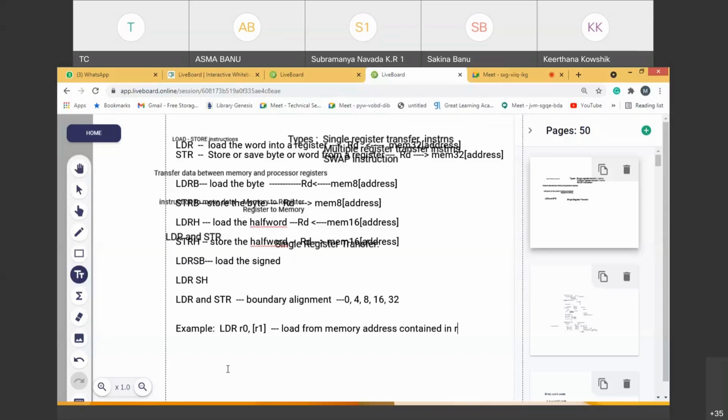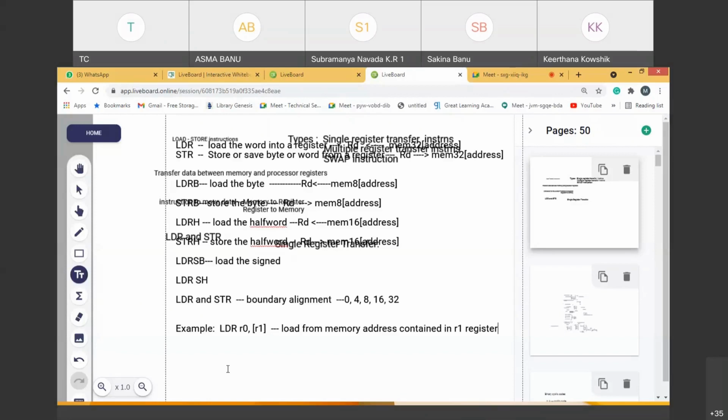Please understand, R1 register. Load from memory address. The memory address is present in the R1 register. Go to that address which is stored in the R1 register. That address will have some data. Where should that data be stored?